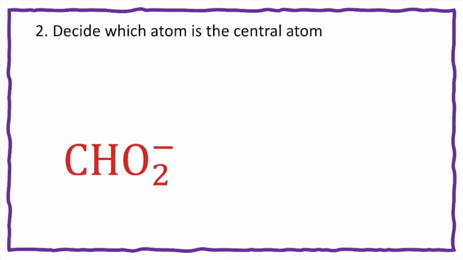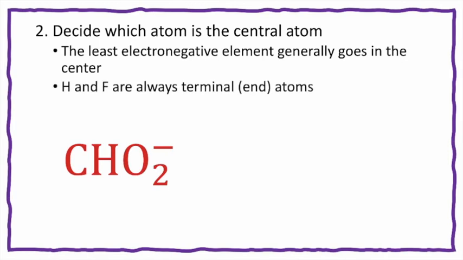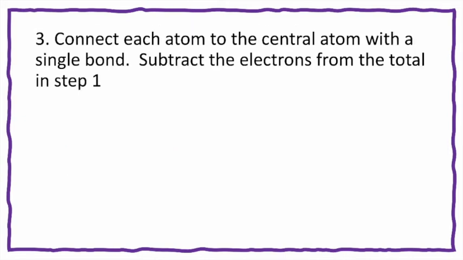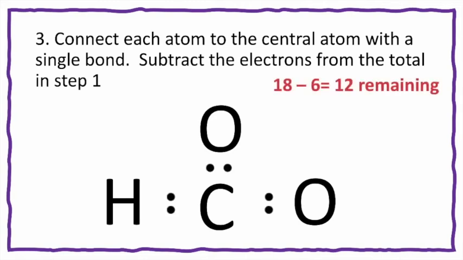Next, we're going to decide which atom is the central atom, and this will be the least electronegative element. That'll go in the center, and that will be carbon. Hydrogen's going to be a terminal atom, and the oxygens, because they're more electronegative, will also be on the ends. The next thing we're going to do is connect each atom to the central atom with a single bond. We could do this with dots or lines. We'll do it with dots here. And then we're going to subtract the electrons we used up from the total. We used 6. 18 minus 6 is 12 remaining.